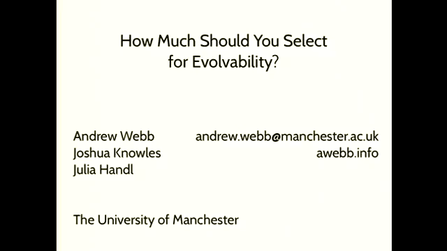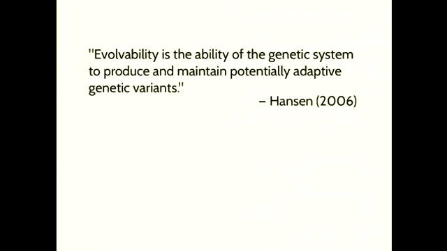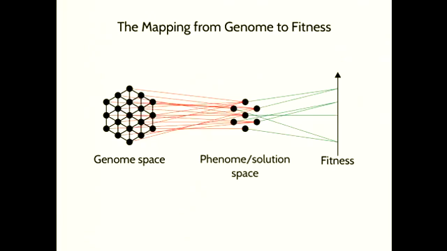Okay. I'm going to talk about optimal selection for evolvability. As many of you will know, there are lots of definitions of evolvability around. I'm going to be using this one by Hansen. Evolvability is the ability of the genetic system to produce and maintain potentially adaptive genetic variants. So evolvability is a propensity. It's to do with the production of the right kind of variants in a population. It's very similar to Altenberg's definition and many others.